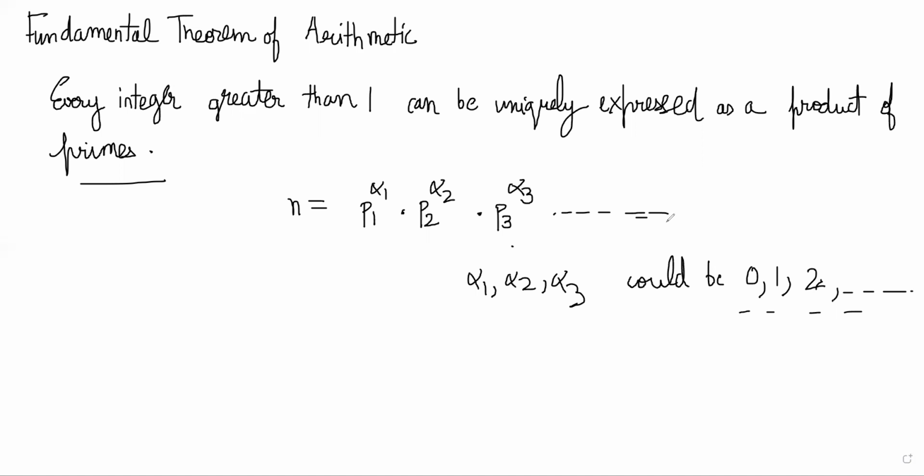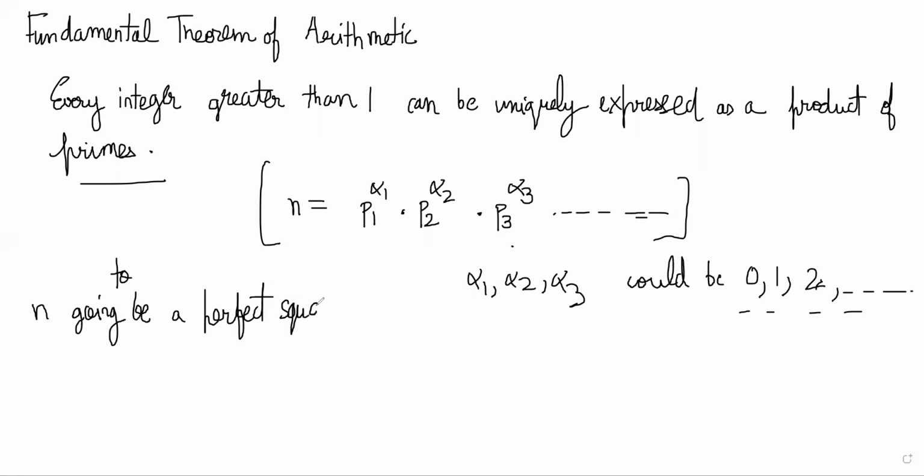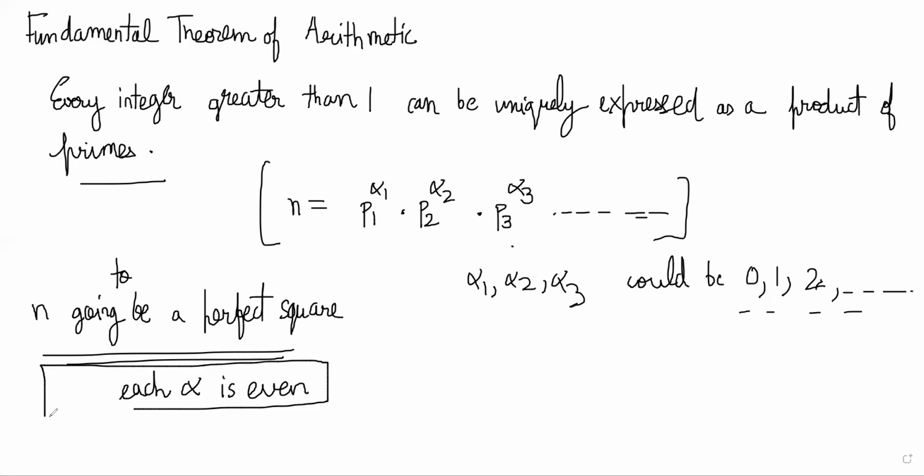Okay. Now, when is a number n going to be a perfect square? Only if all the alphas are even, right? If each alpha is even, then only the number n becomes a perfect square, right?